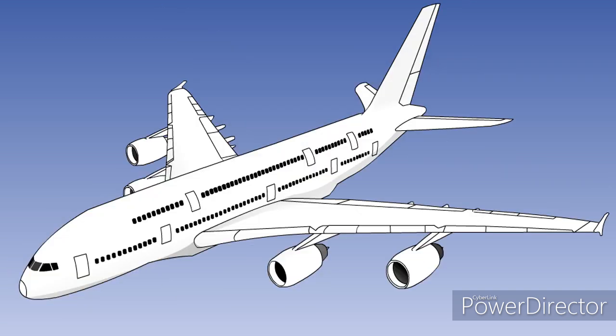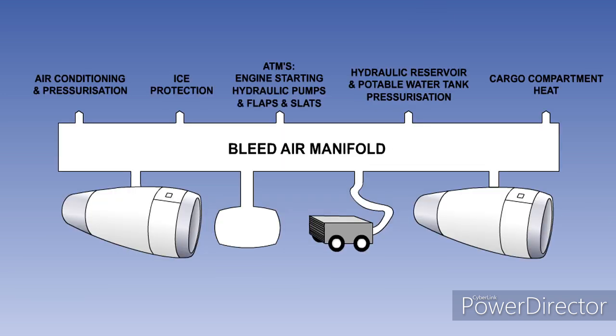In this lesson, we will discuss the high-volume low-pressure air systems used by modern jet airliners. The system is normally supplied with bleed air from the engine compressors. This can be backed up with air from the auxiliary power unit, APU, and on the ground by external air supply carts.